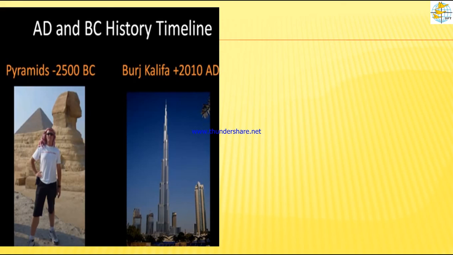Even in the history timeline, AD and BC also. The Egypt pyramid, these were constructed before Christ. Before Christ, so we represent with negative. Like this pyramid, minus 2500 year, that is BC, before Christ. Or even the birth of Christ also we can tell this. Then Burj Khalifa, it was constructed in the current era, that is after the death of Christ. So 2010.